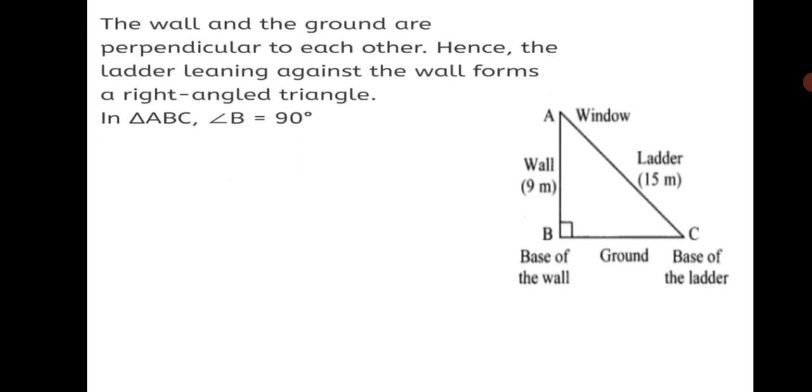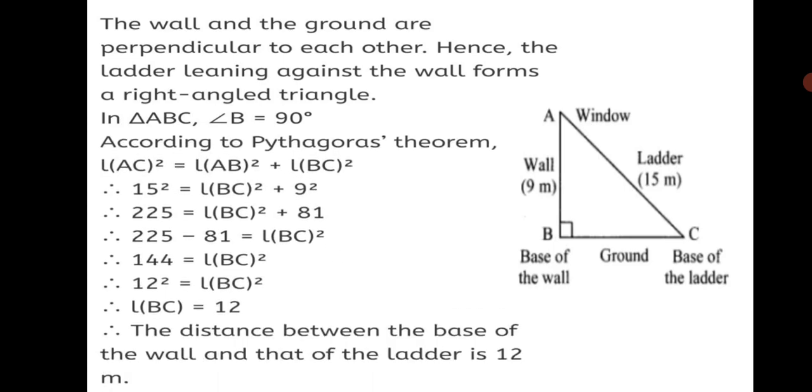Solution. The wall and the ground are perpendicular to each other. Hence, the ladder leaning against the wall forms a right angled triangle. In triangle ABC, we can see angle B is 90 degrees. So, according to Pythagoras theorem, AC is opposite the right angle. Length AC square is equal to length AB square plus length BC square.